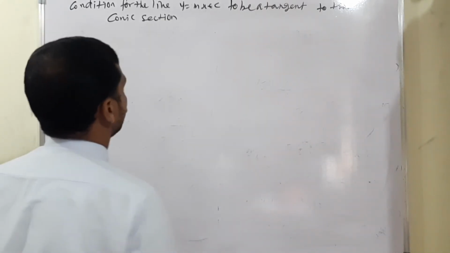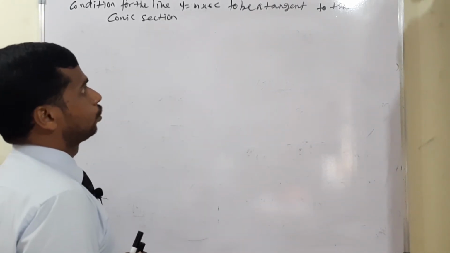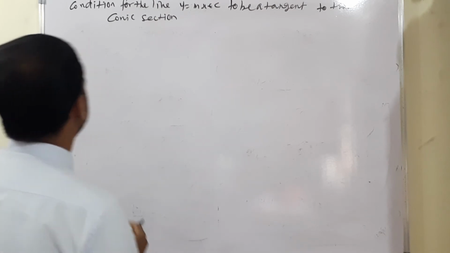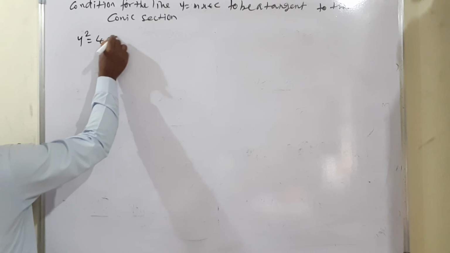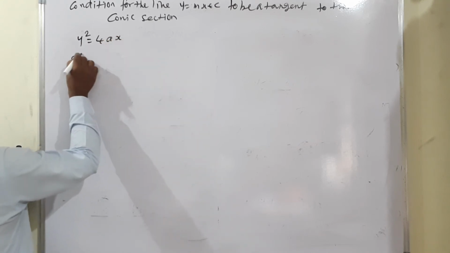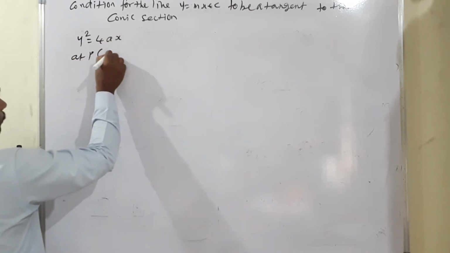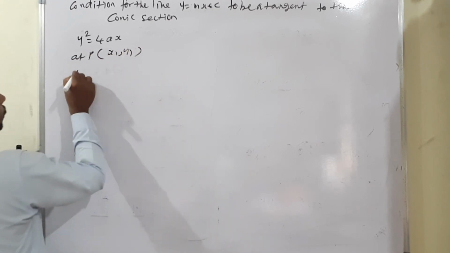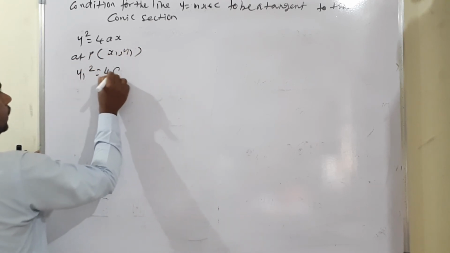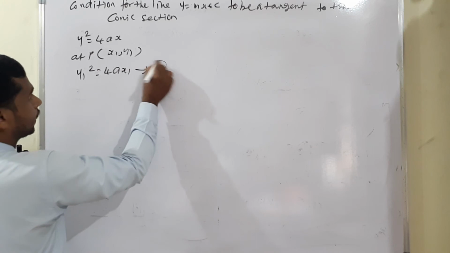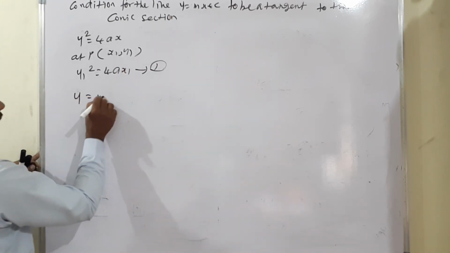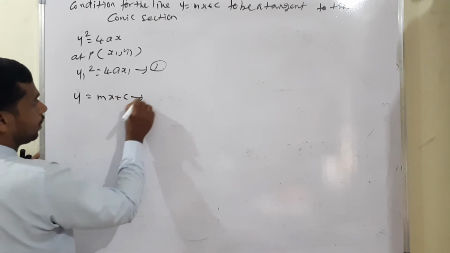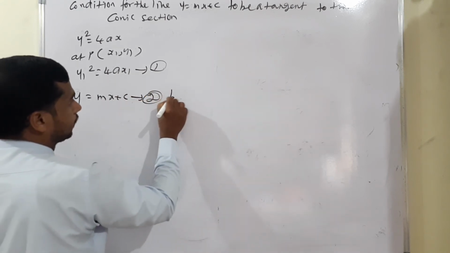Condition for the line y is equal to mx plus c to be a tangent to the conic section. The first condition, a right side open parabola, means y square is equal to 4ax. Then at P(x1, y1), y1 square is equal to 4ax1. This is equation number 1, the main condition, given that the line y is equal to mx plus c is a tangent.